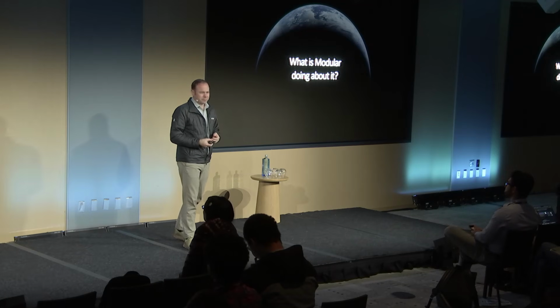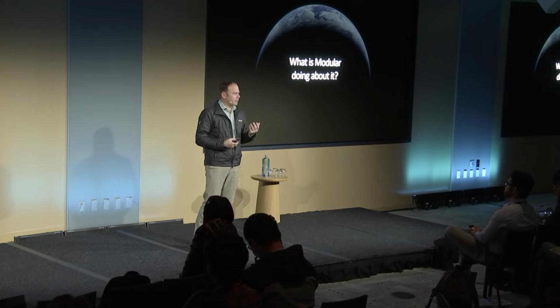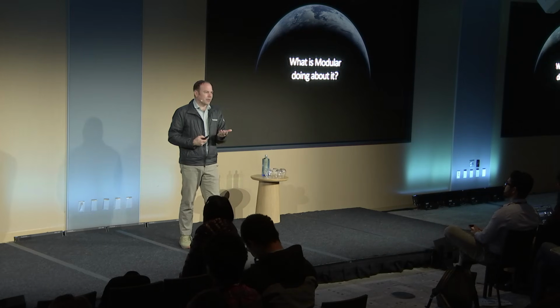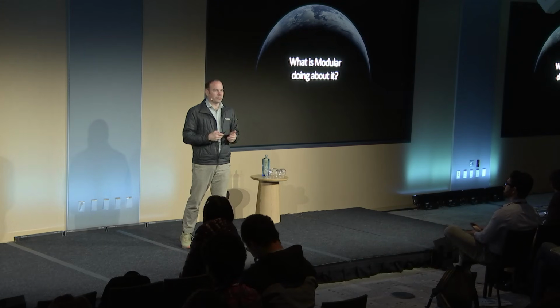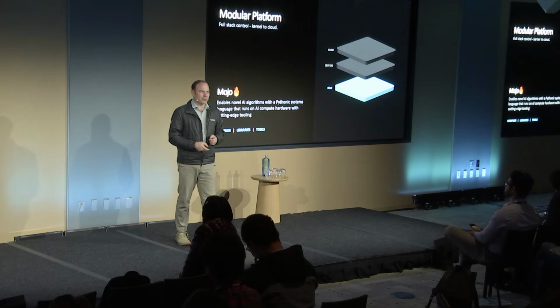So what is Modular doing about it? Well, we've been working on building AI software for 4.5 years. We've taken a big swing. We've taken a very different approach that's very next generation, but it leads to some really interesting things. I'll introduce what we're doing, and then we'll talk about what it means for image diffusion models.